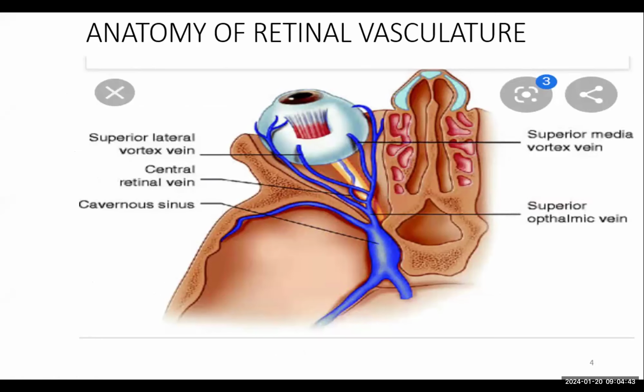A brief about the anatomy of the retinal vasculature. As we all know, the orbit is drained by four main quadrants of the vortex veins. As you can see in this picture, we have the superolateral vortex vein and the superomedial. The inferomedial and inferolateral cannot be shown in this picture. All four quadrants eventually drain into the superior ophthalmic vein, which ends in the cavernous sinus.